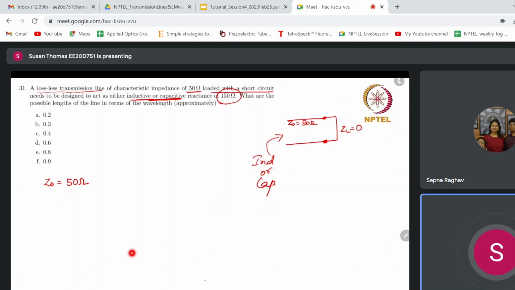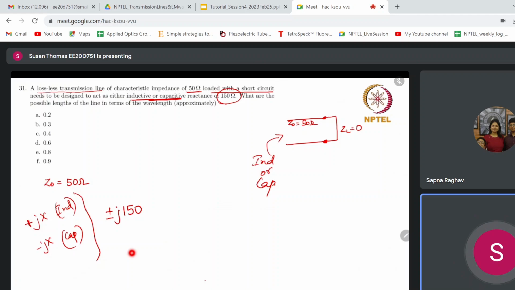How do we make that? If it is an inductive reactance, we call it plus jX, and if it is a capacitive reactance, we take it as minus jX. So this is inductive and this is capacitive. So it should be plus or minus j150. So this is our goal.